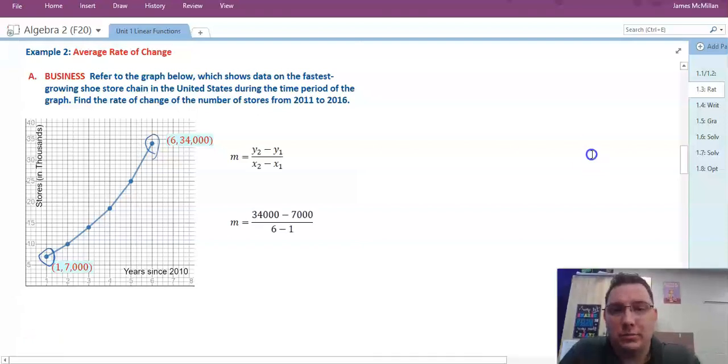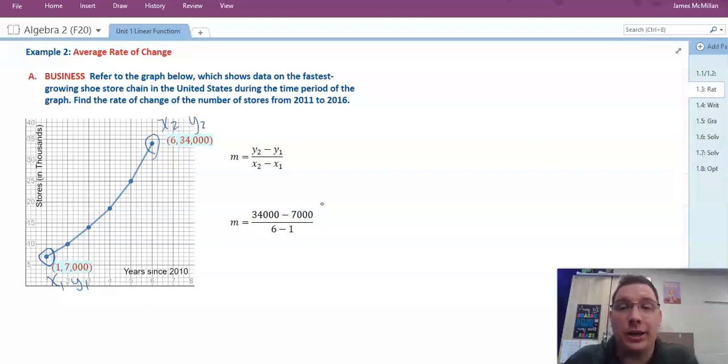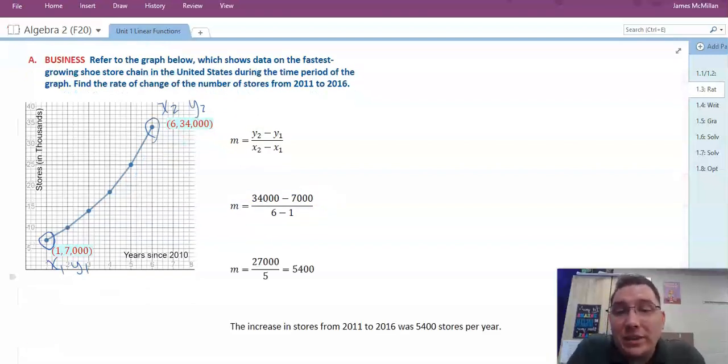So let's look at that. So plugging this in, we get y2 minus y1, and again, we'll use our first value as our 1, so this will be x sub 1 and y sub 1 down here. This will be our x sub 2 and y sub 2. Plugging into the formula gives us this: 34,000 minus 7,000 over 6 minus 1. And so we'll reduce that and get our rate of change for those years. So we get 27,000 divided by 5. We do that, we get 5,400. And so the increase in stores from 2011 to 2016 was 5,400 stores per year. Remember, we've reduced this down to just a 1 year interval, even though we're talking about the rate over 5 years.